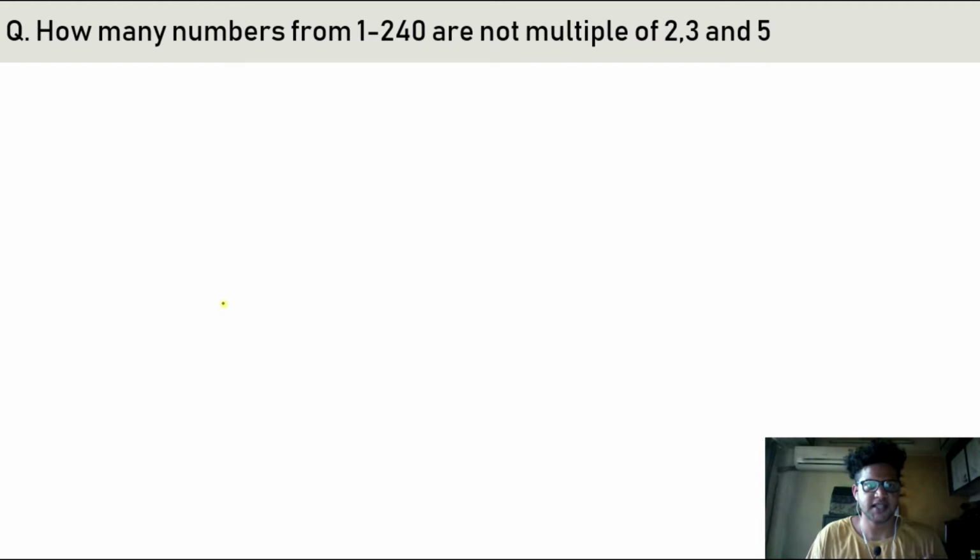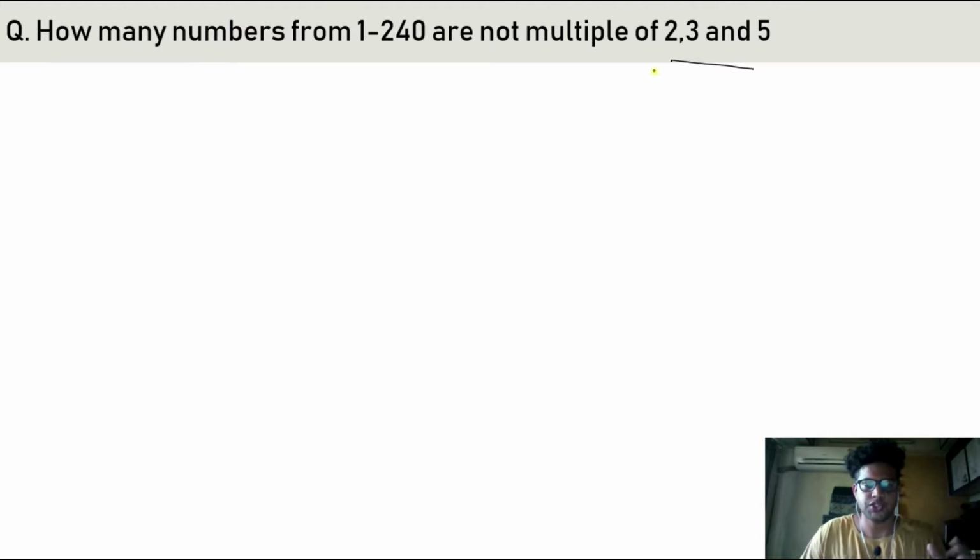The question says: how many numbers from 1 to 240 are not multiples of 2, 3 and 5? So we have to find all the numbers from 1 to 240 which are not multiples of 2, 3 and 5. If you want to give it a try with the concept that you know, you can pause your video now and give it a shot. First I will solve this question using the conventional method.